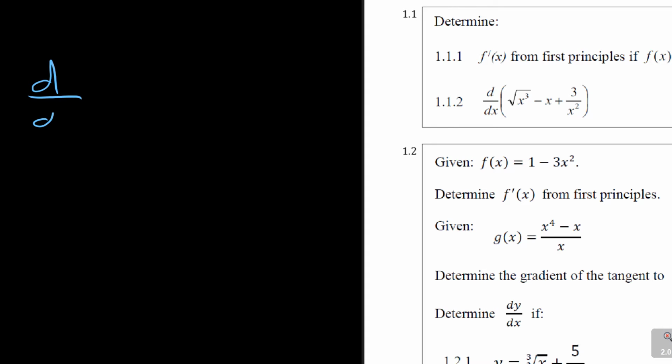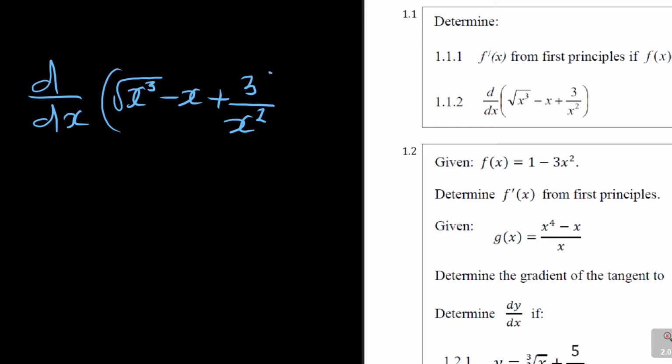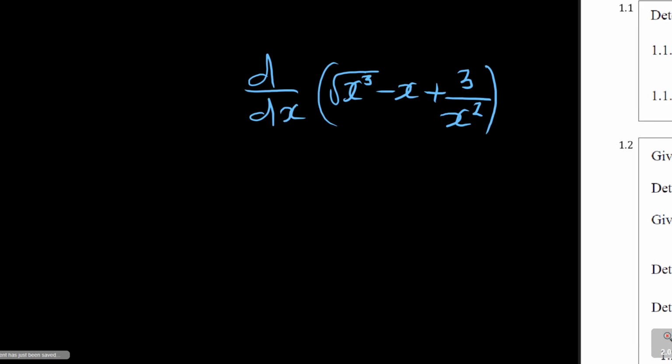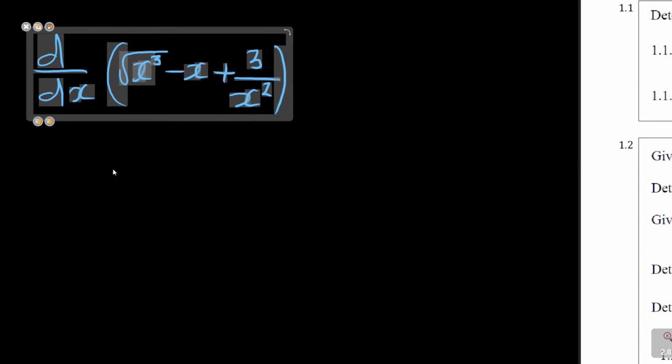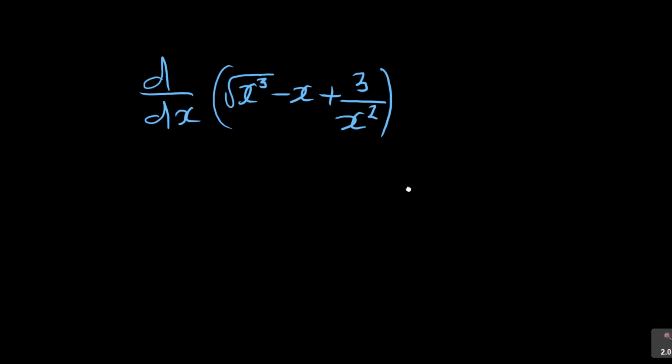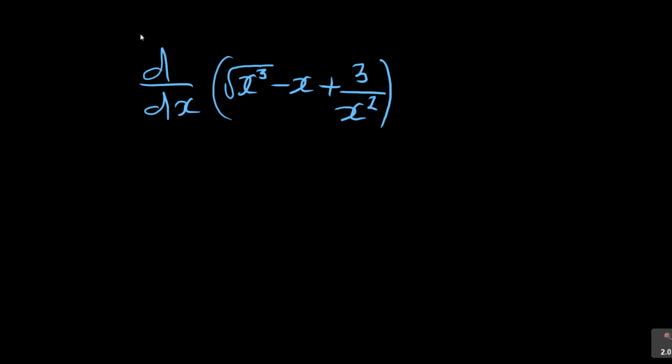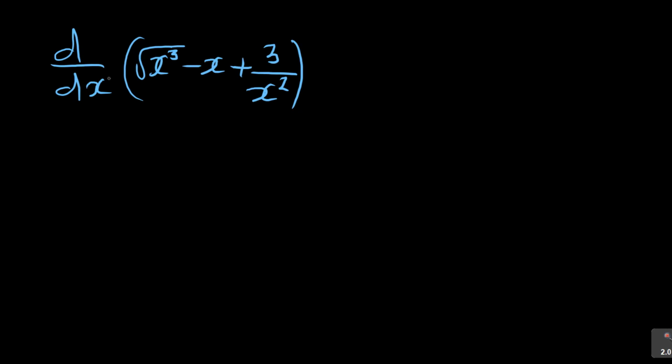It's d over dx, and then what do I have? The square root of x cubed minus x plus 3 over x squared. Look at this. You're supposed to differentiate, and how many marks did they give here? They gave 3 marks. It's not difficult, not complicated. You just have to know what to do. Look at this. D over dx, you have to simplify what is inside. You take it as is, d over dx.